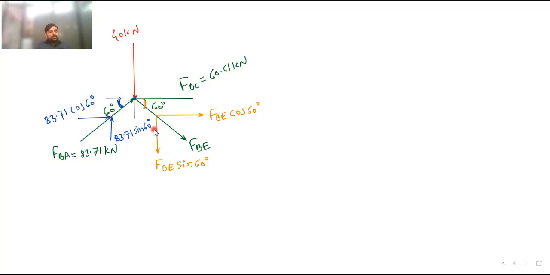Is it clear to all of you? Yes. Okay, yes, sir. Okay, good. So now I will apply summation Fy equal to 0. See this minus 40, it is moving down. Then this component, it is moving up. So 83.71 sine 60 is plus. Again this component, FBE sine 60, it is also moving down. So this is also minus. Okay. So that I will write here.